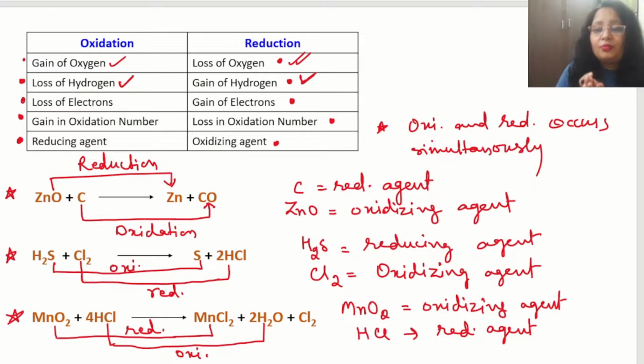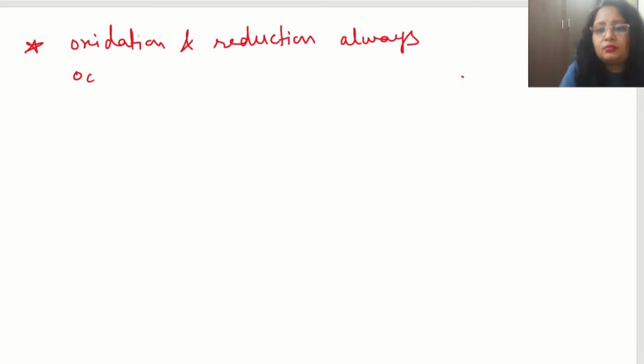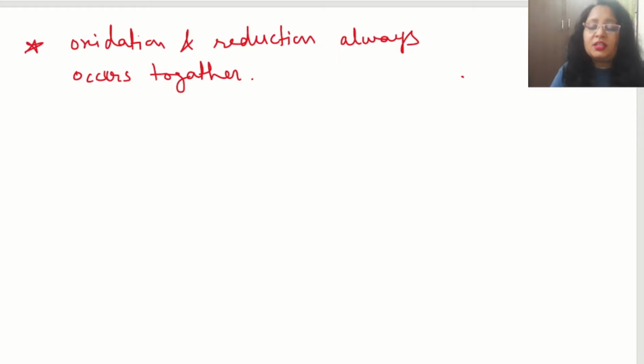So friends, from this whole story, let's summarize. Now we can have some facts about oxidation reduction reaction or redox reaction. That is, first thing, that oxidation and reduction always occur together. Always. That means if oxidation is happening, definitely there is reduction also going on there. In the same reaction, oxidation and reduction both will occur.